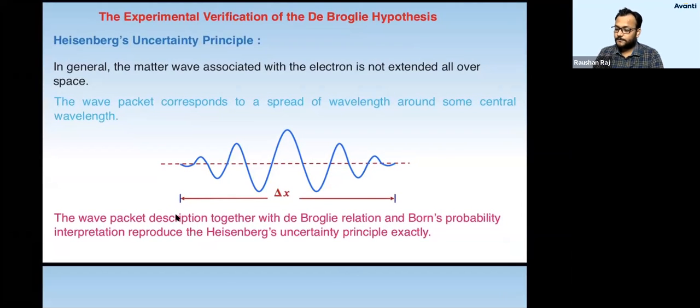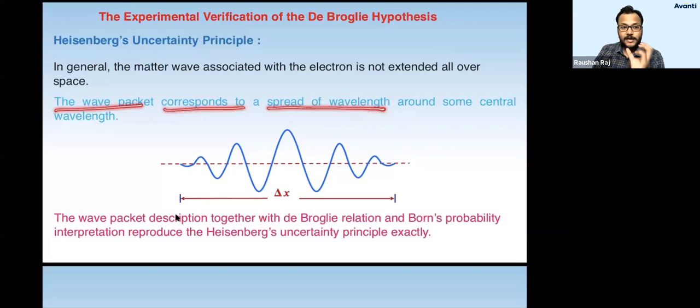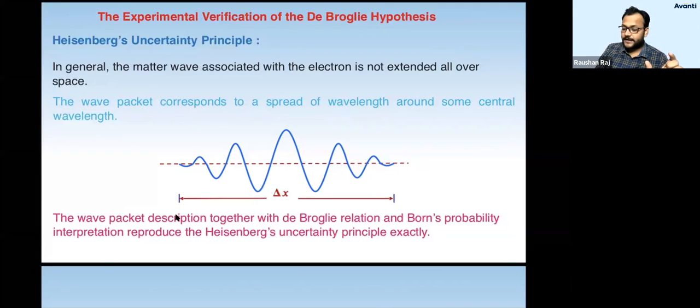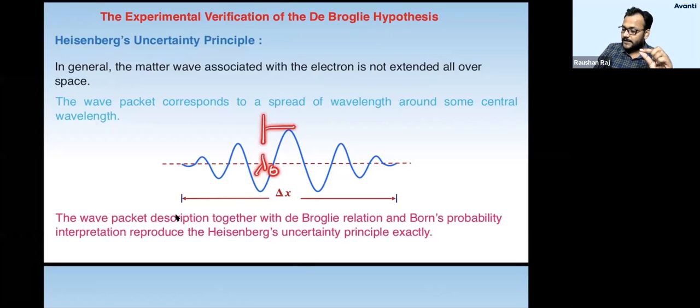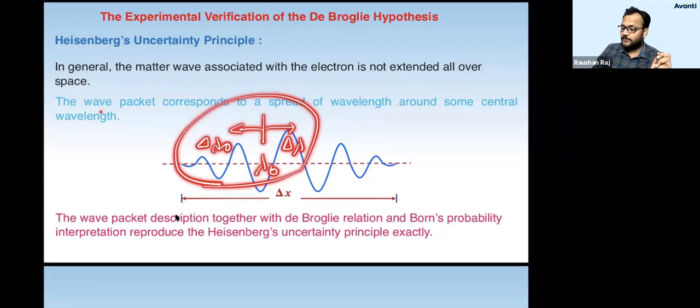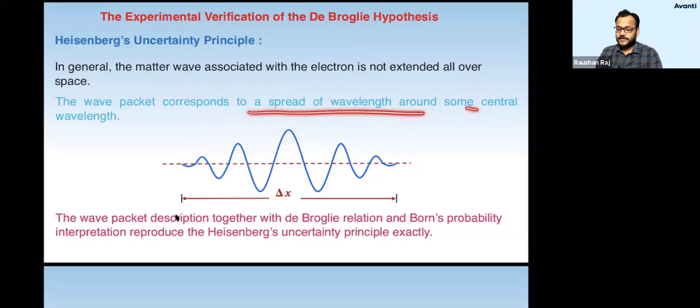But क्या है बच्चा लोग यहाँ देखो. In general, the matter wave associated with the electron is not extended all over the space. The wave packet corresponds to the spread of wavelength. Wave packet क्या बता रहा है कि this wave packet corresponds to spread of wavelength. Alright, around some central wavelength. तो एक wavelength मान लो if you are having this lambda naught, so plus something delta lambda, minus something delta lambda. So the wave packet corresponds to spread of wavelength around some central wavelength.